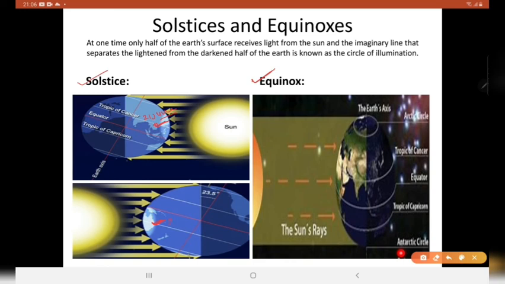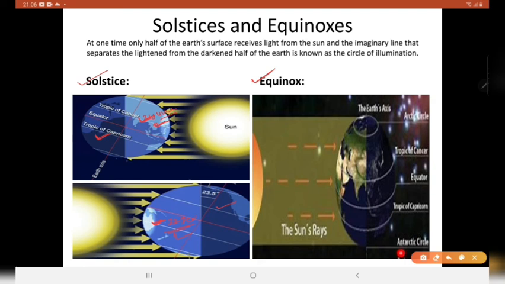It happens on 22nd December, which is also known as winter solstice, and you can see that northern hemisphere is far from the sun. So, there is winter season in the northern hemisphere, whereas summer will be in southern hemisphere. Similarly, in first case you can see the northern hemisphere is nearer to the sun. So, here will be summer season, whereas in southern hemisphere there will be winter.